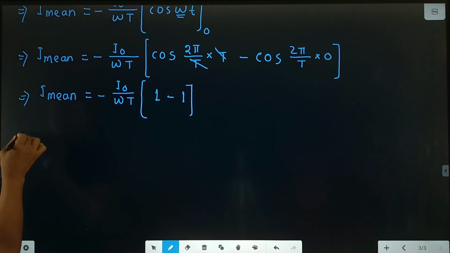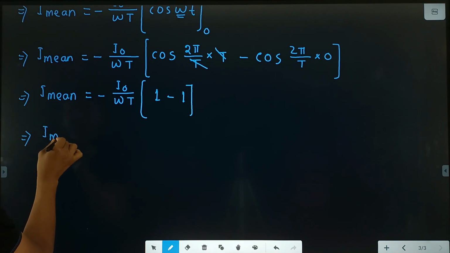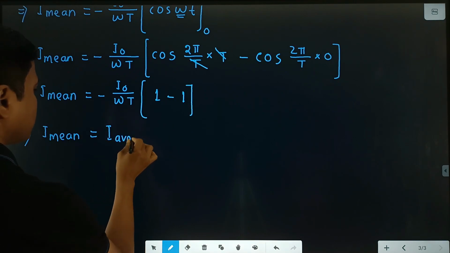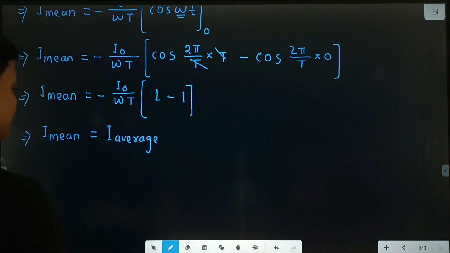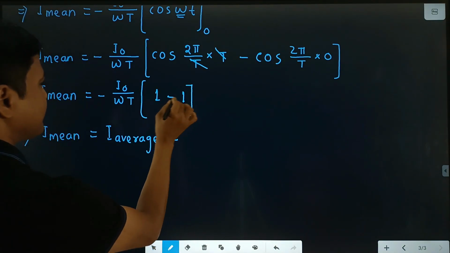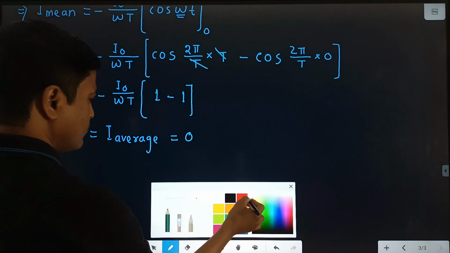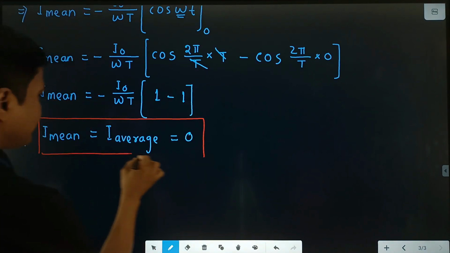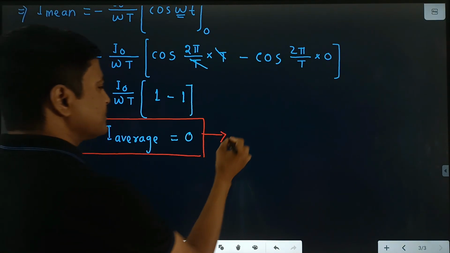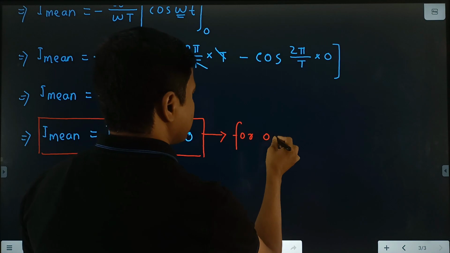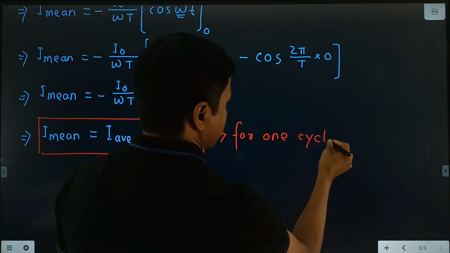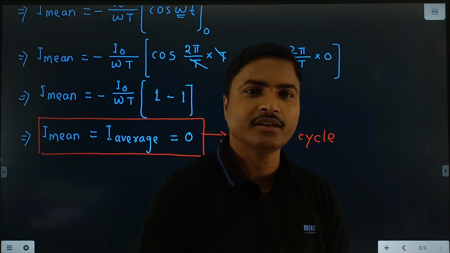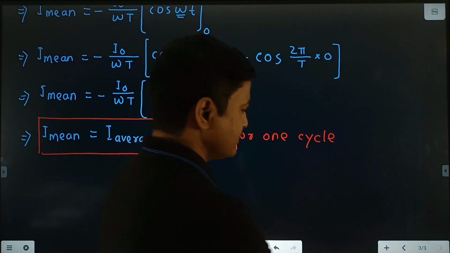the mean value, also known as average value, of alternating current for full cycle is equal to 1 minus 1, that is 0. Finally we get 0. This is the mean value or average value of AC for one cycle. Clear? Always the average value or mean value of AC for one complete cycle is 0.